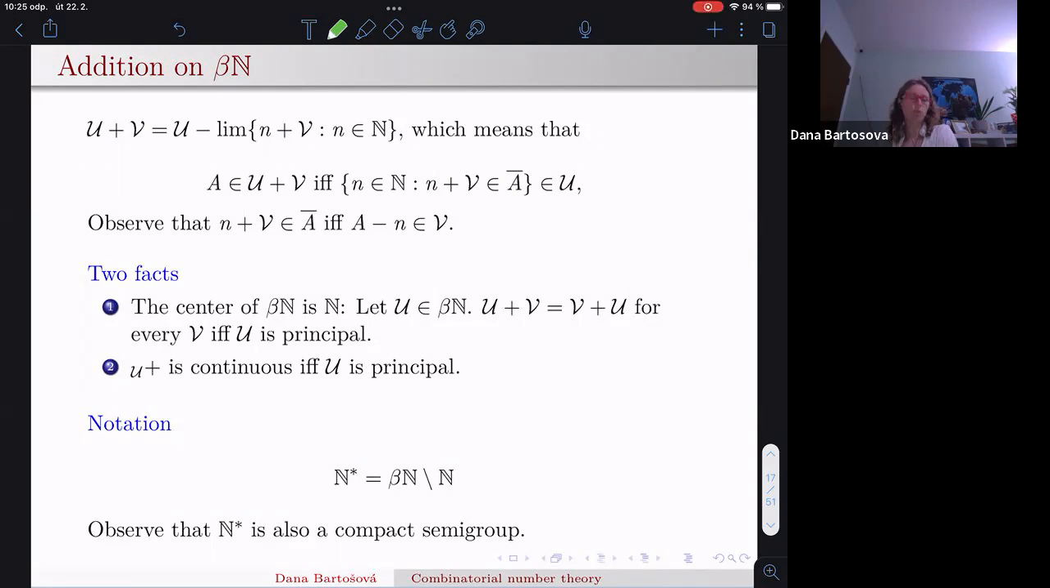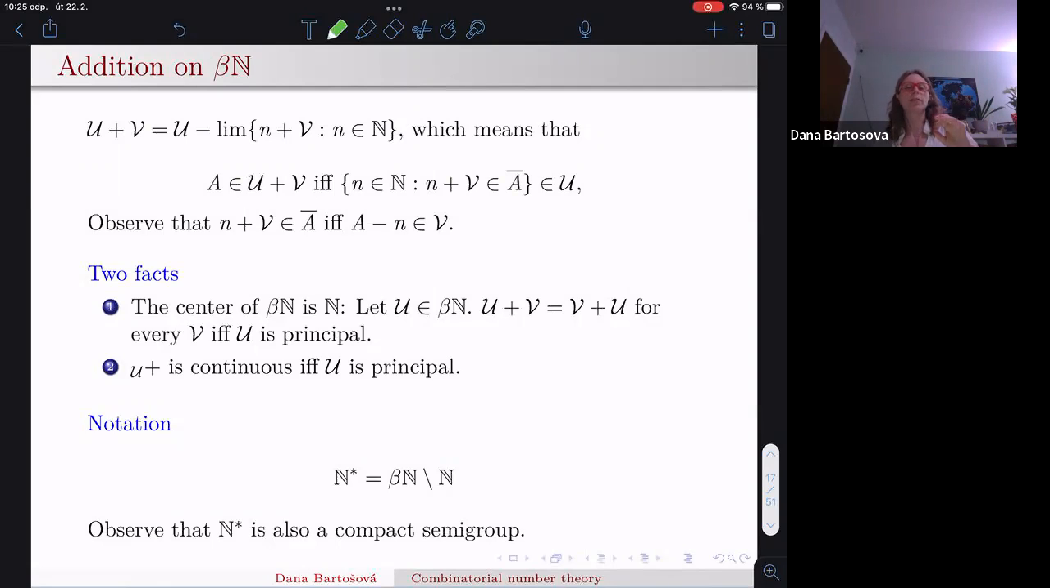If you have two non-principal ultrafilters, then you cannot get as a sum of those a principal ultrafilter. So they also form a compact semigroup. Well, they also have the semigroup structure. They are closed under the operation. The compactness follows from the principal ultrafilters being isolated, right?